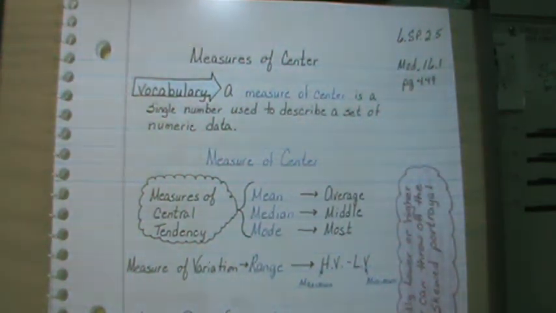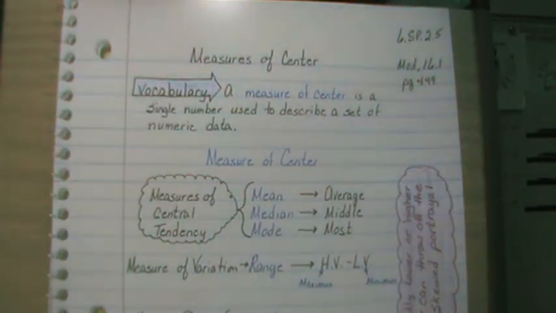Okay, this is lesson 16.1, measures of center. And you might not understand what measures of center is, so the definition for measures of center is just a single number used to describe a set of numerical data. Now, think of measures of center as a big umbrella, and the things under the umbrella could be a mean, could be a mode, could be a median, could be a range. Those would be numbers that would represent a numerical data set.